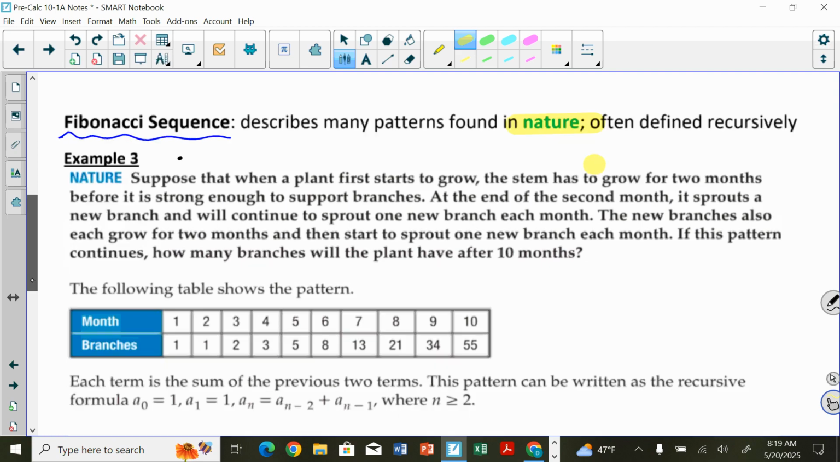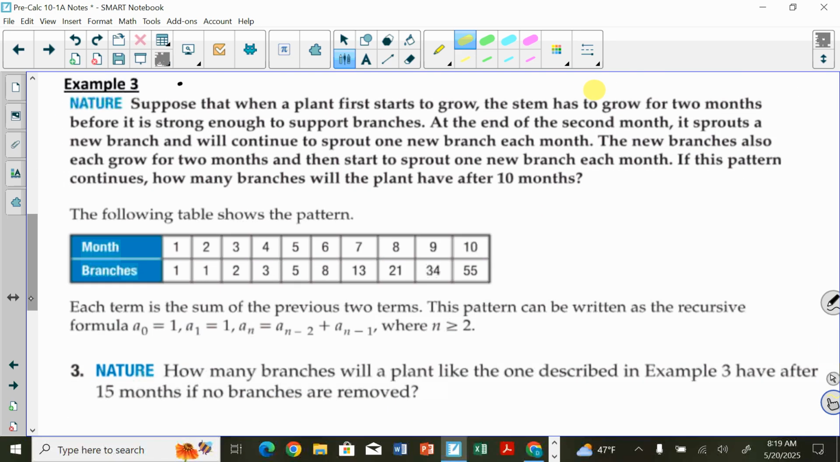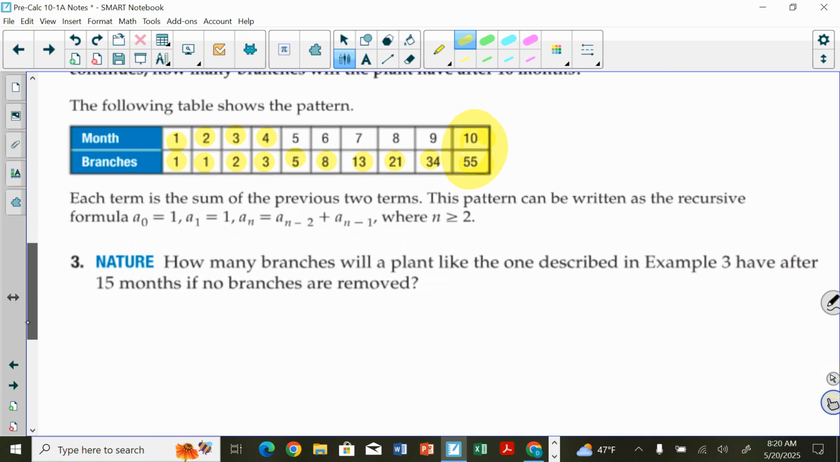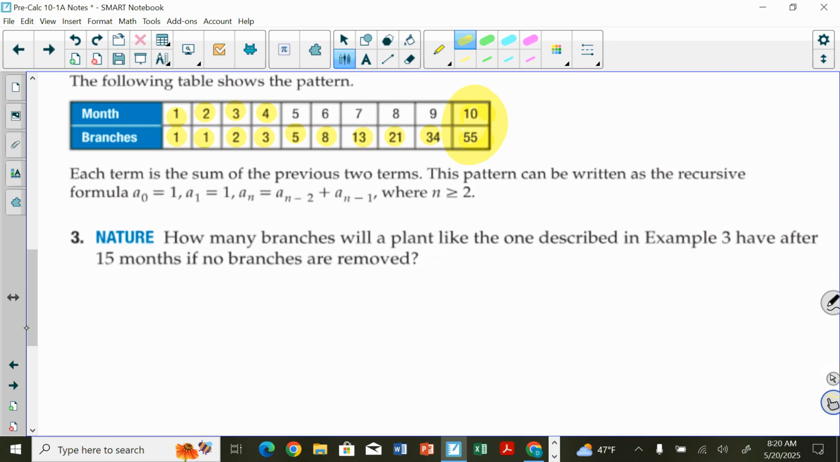So we can look at the following table, and that'll tell us that after 10 months, we've got 55 branches, right? Because after the 1st month, you just have the 1 stem, nothing happened. After 2 months, you still have just the 1. But here's the thing, after the 3rd month, you start getting a new branch every time. And each of those also does, so the number of branches goes up recursively a little bit.